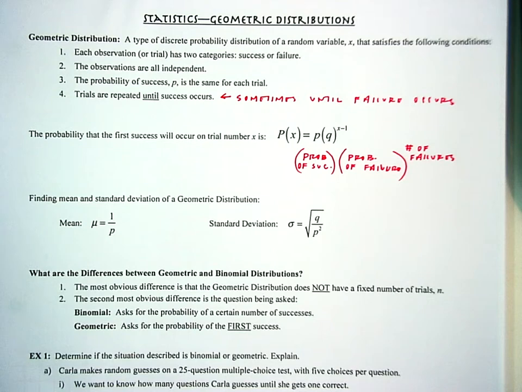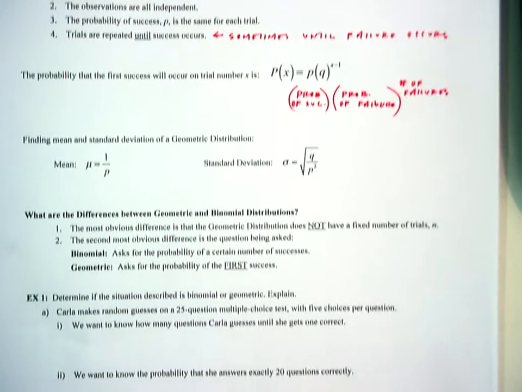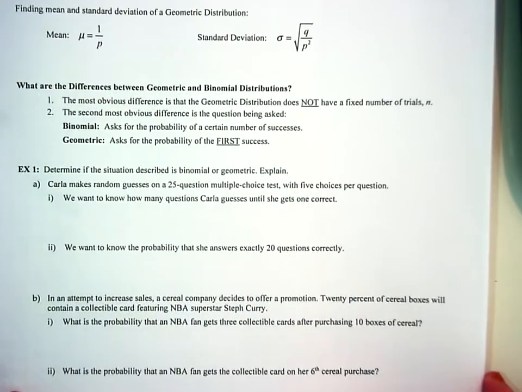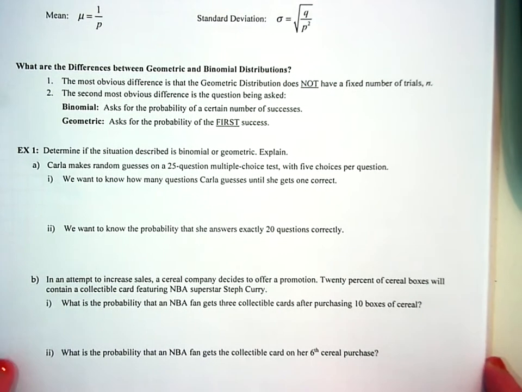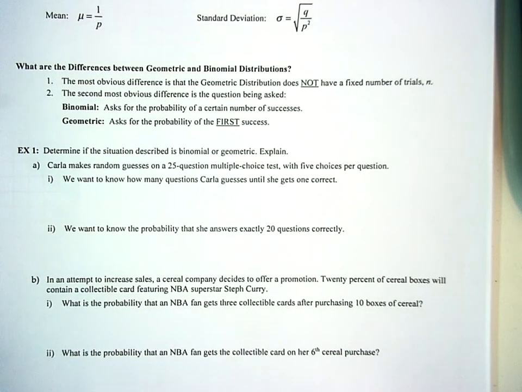So the differences between geometric and binomial distributions, right? I'm not going to mix them up today for the calculation problems, but I will soon. So here, just to make sure that we can tell the difference first and foremost. So the most obvious difference is that the geometric distribution does not have a fixed number of trials, n. Binomial distributions, we always have that. We're rolling a die 10 times. We are flipping a coin 6 times, etc. Right? That's binomial when you have a fixed number of trials.